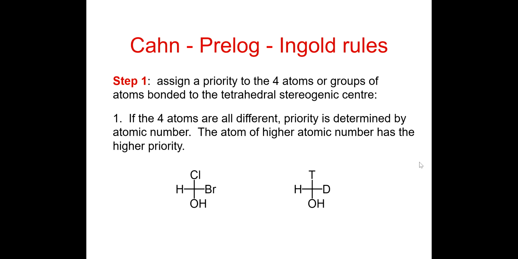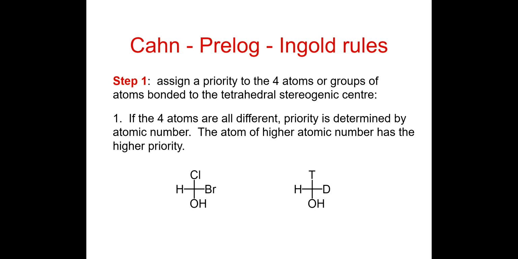Tola? Are you there, Tola? Hello. Yeah, can you answer my question? Can you read the question again, please? Okay, how do you determine the priority of 4 atoms or groups? For this case, they are both groups and atoms. How do you determine the priority of 4 atoms or groups for the left molecule?